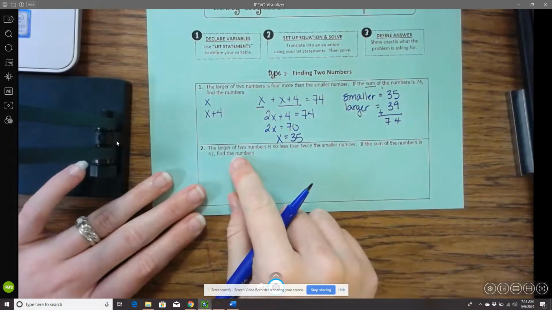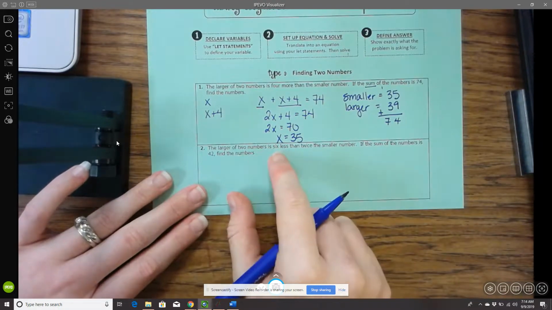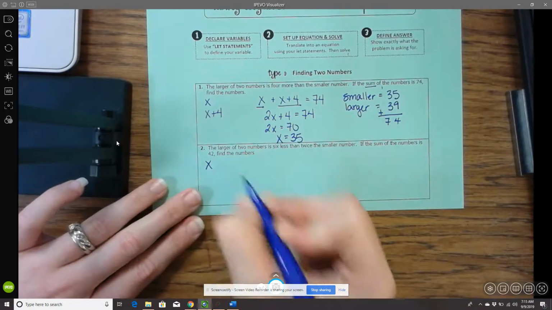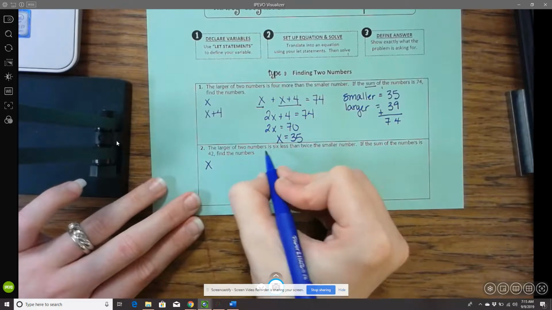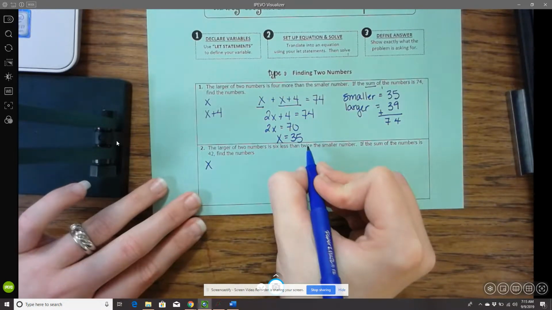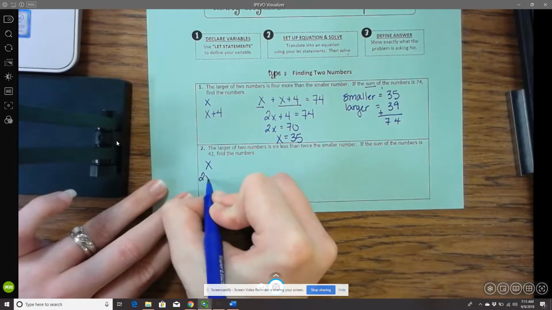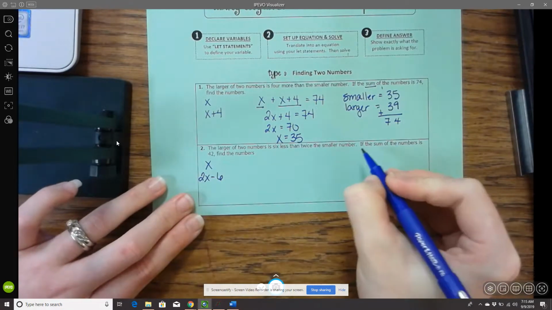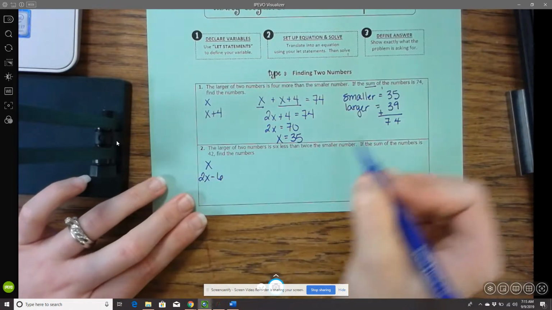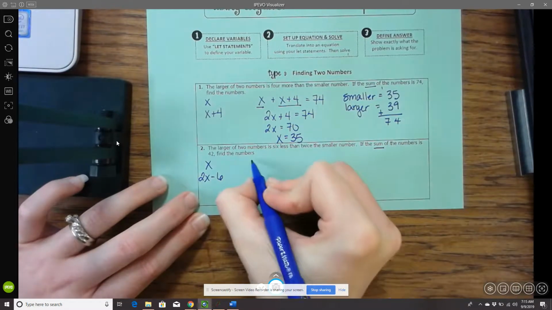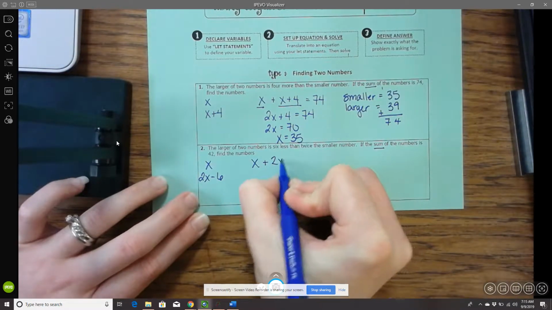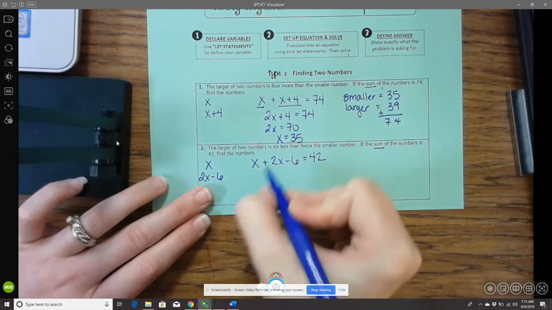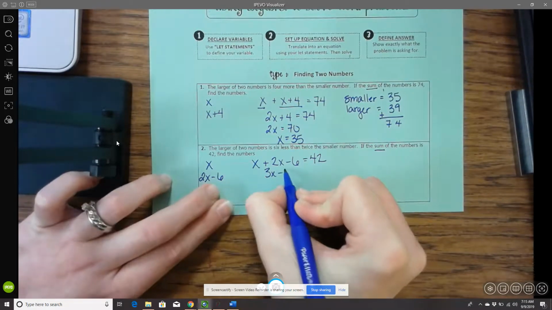All right, so the next one says the larger of two numbers is 6 less than twice the smaller number. So x is going to be my smaller number. The larger number is 6 less than twice the smaller number. So I would double the smaller number and then subtract 6. Now it says if the sum of the numbers is 42, so again we're going to add these together. So x plus 2x minus 6 is going to equal 42. So we combine like terms.